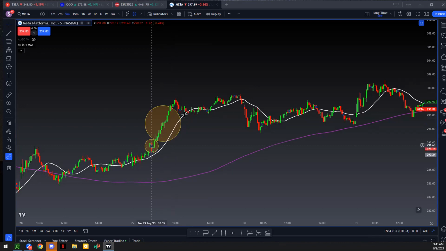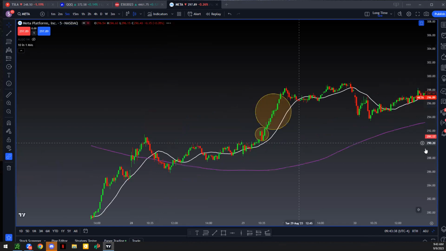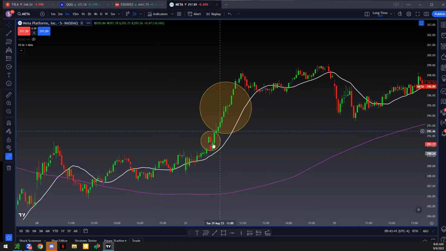Little head, big body. Looks like the green took out the red. The red is the red, right? So we got a nice red candle, right? Nice big size red candle. Sellers took over for that candle, right?